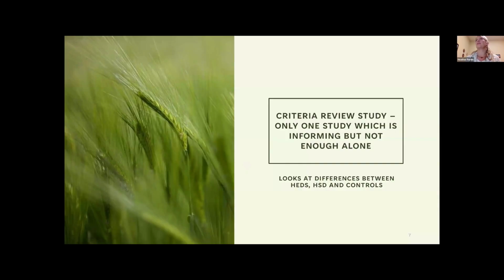The other study they did was the criteria review study, and they emphasized this is only one study, which was informative, but not enough by itself. So they took information from that as well, but took it together with the Delphi study and some other things. They looked at the differences between those with hypermobile Ehlers-Danlos syndrome, hypermobility spectrum disorders, and control groups. They asked lots and lots of questions and then tried to see if any distinct groups stood out from the way they answered. So could we differentiate, based on the answers, someone who has hEDS from someone who has HSD and controls?